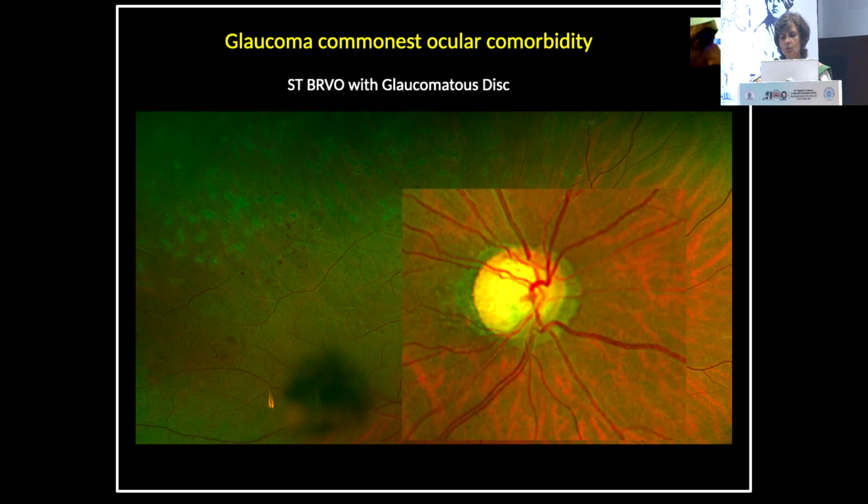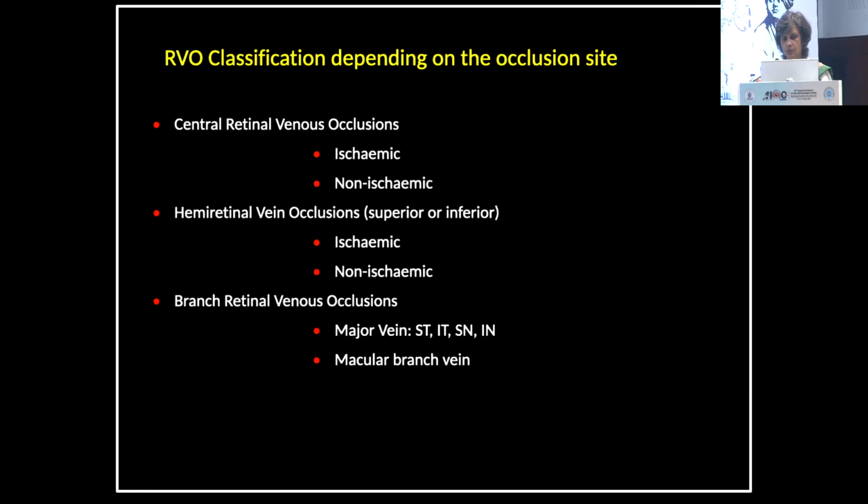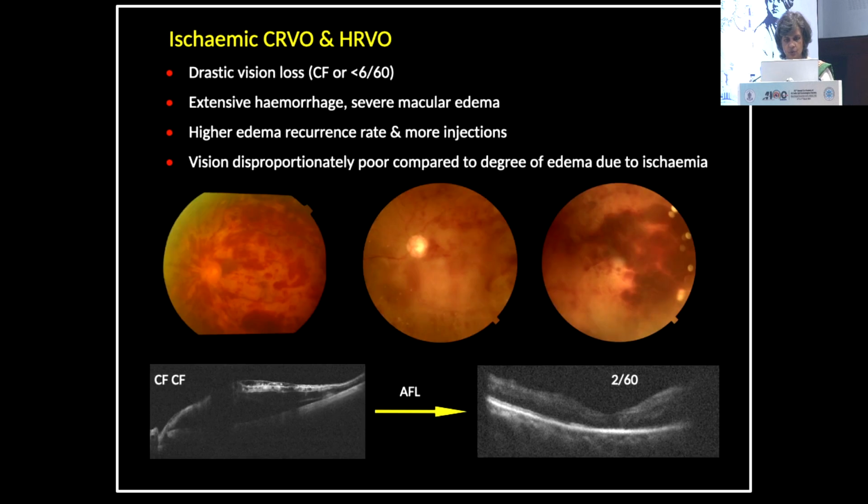So as I mentioned, glaucoma is the commonest ocular morbidity but easy to miss. Examine the disc very carefully in every patient of RVO. It can be classified as central retinal vein occlusion or hemiretinal or branch. And central and hemiretinal can be ischemic or non-ischemic. Branch retinal vein occlusions can be one of the major veins or a macular branch vein occlusion.